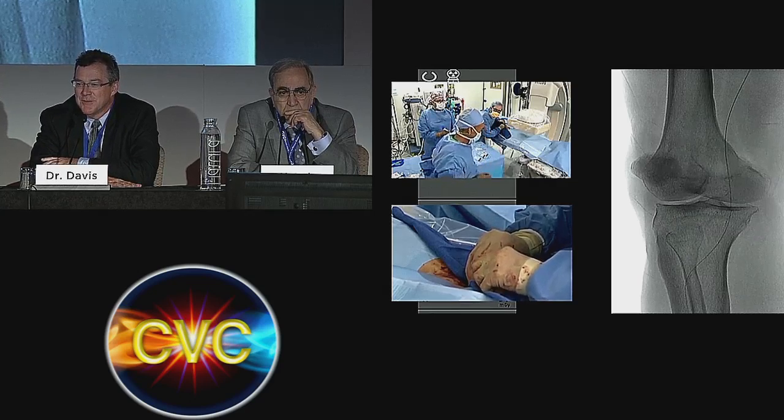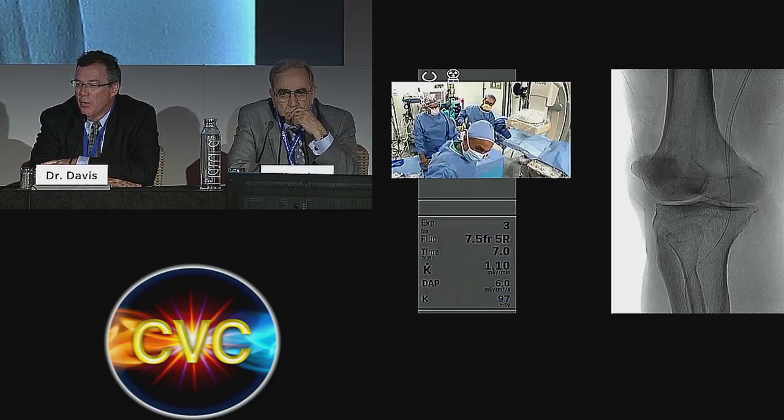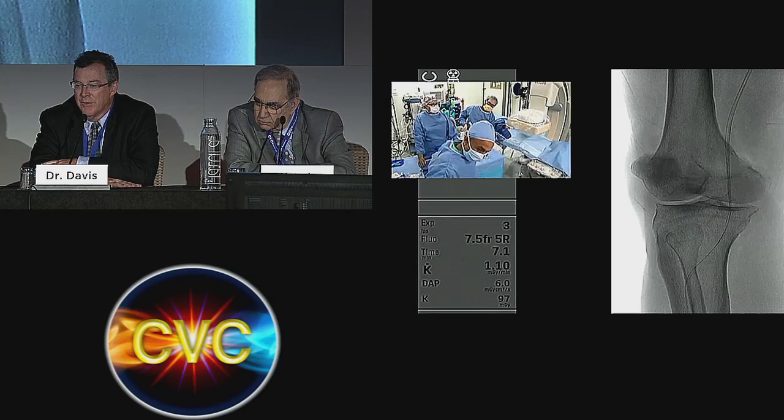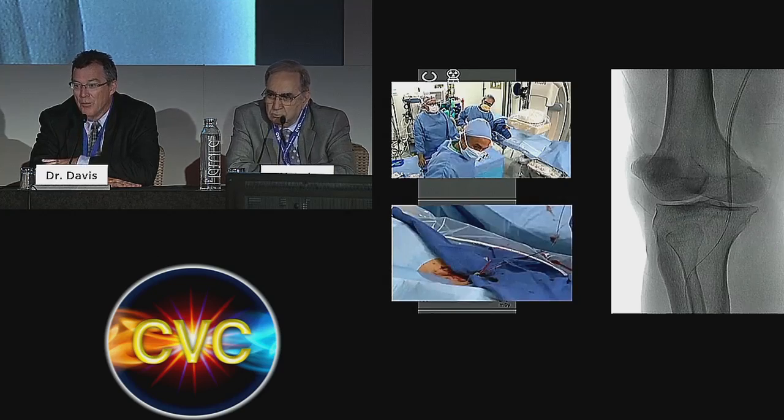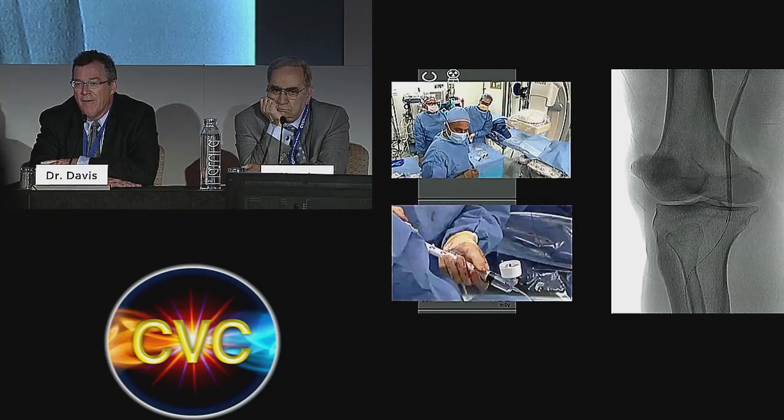This was a very grungy looking SFA, and I know you ballooned it, not atherectomy, but what do you think the chance of distal emboli is with this, and do you ever use distal protection for balloon angioplasty of the SFA when you've got a single vessel runoff like this?